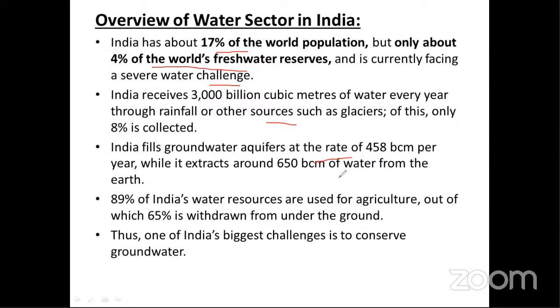Now, 89% of India's water resources are used for agriculture, out of which 65% is withdrawn from underground. See, this is some data you should write in your answer when you write about water sector problems in India. At least this much data is very important, so that you can write it, and then you can also write about the solution.